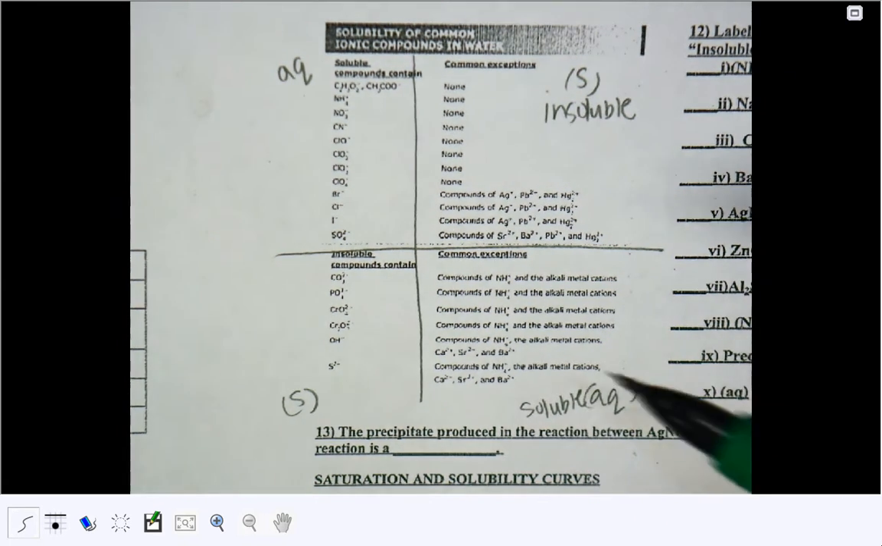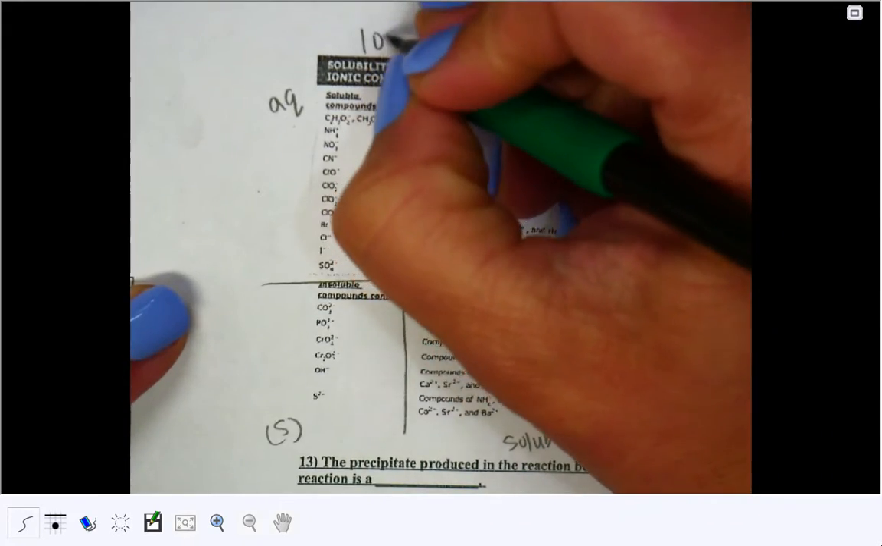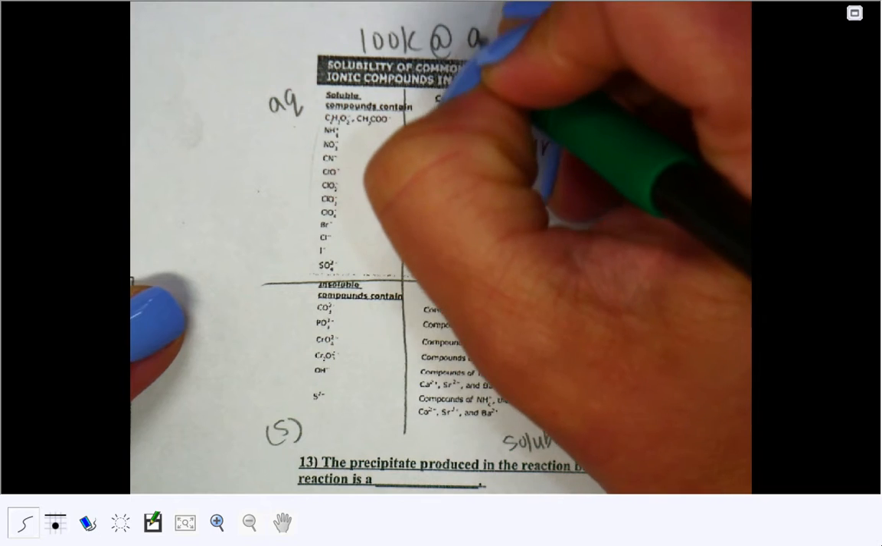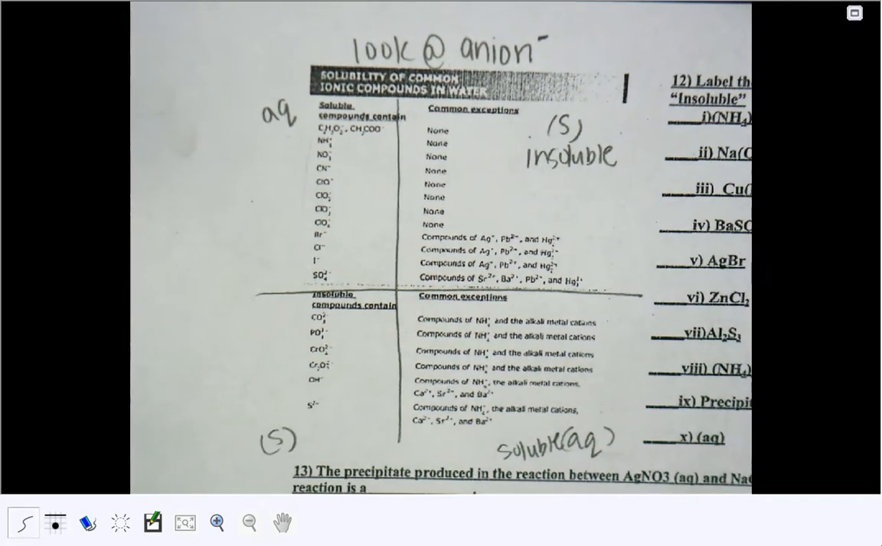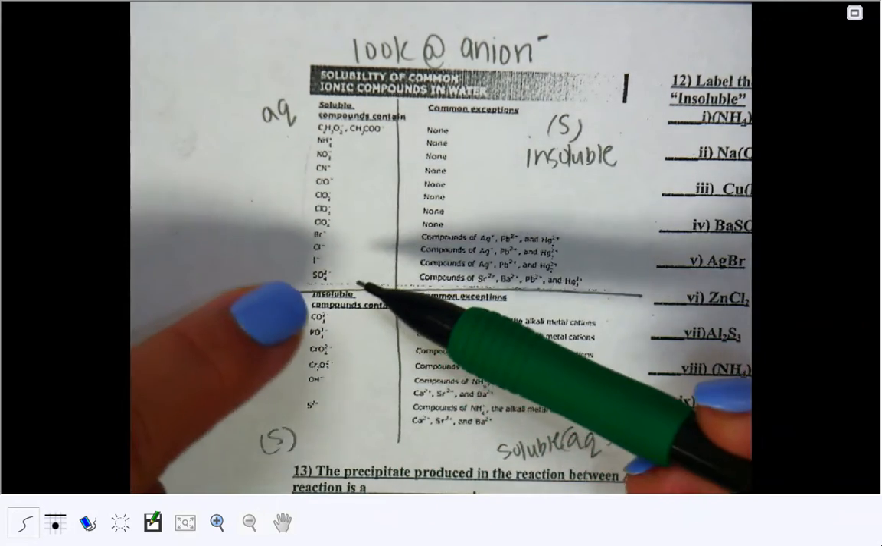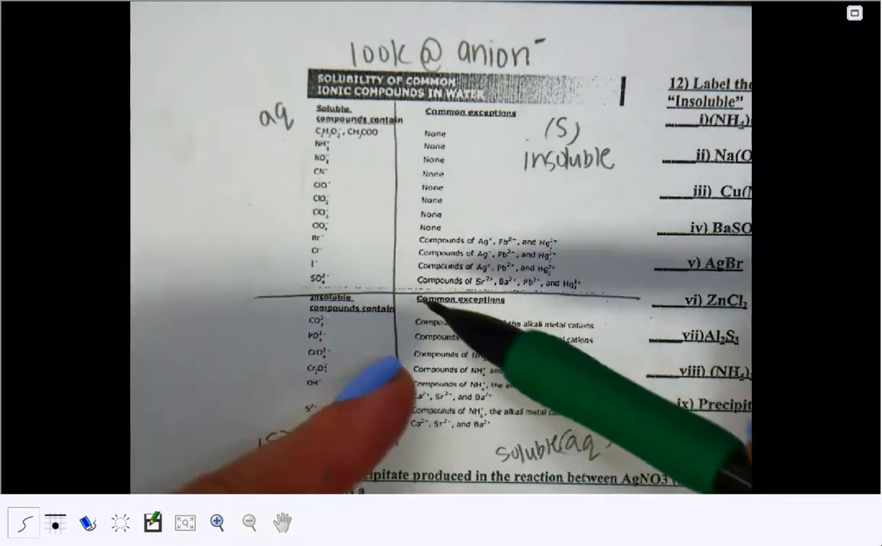So remember, the way that you're doing this is you're looking at the second thing listed. So look at anion first. It's the ones with the negative charge. Look at the second thing listed. Find it on your list. You're going to read the sentence out loud to yourself saying, this is soluble unless it's with, and then you read what you have, okay?